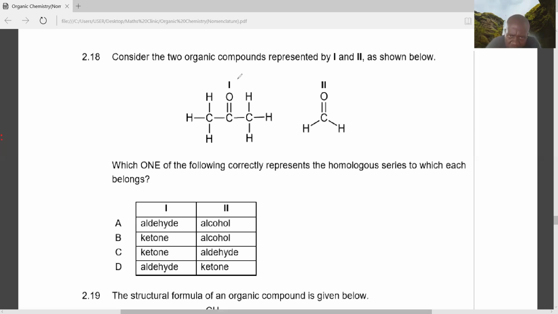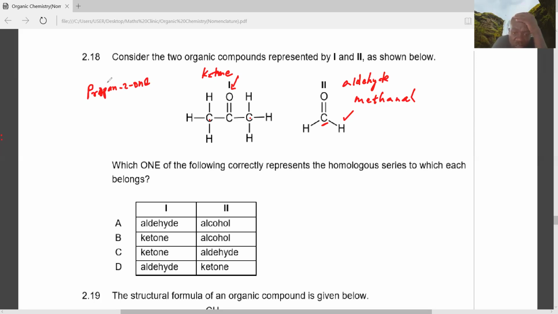This one, because of the carbonyl group attached to carbon, is a ketone. This one has the carbonyl group attached to hydrogen on one side, so it is an aldehyde. And this will be methanol. And this one will just be 1, 2, 3. This will be propan-2-ol, or 2-propanol.